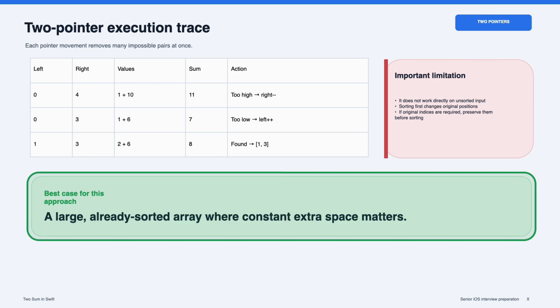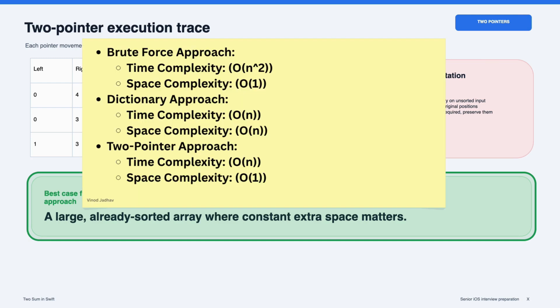So now let us quickly compare the three approaches we have covered. Brute force has time complexity O(n squared) and space complexity O(1). Dictionary has average time complexity O(n) and space complexity O(n). Two pointers on sorted input has time complexity O(n) and space complexity O(1).